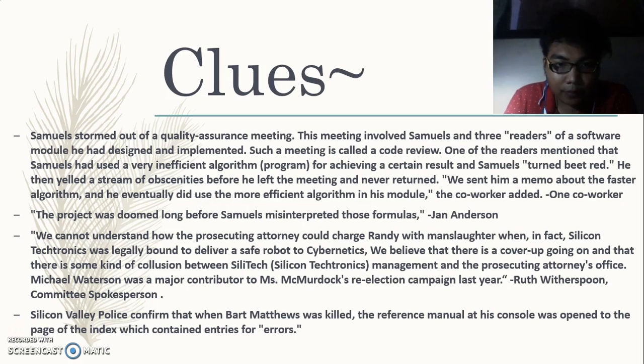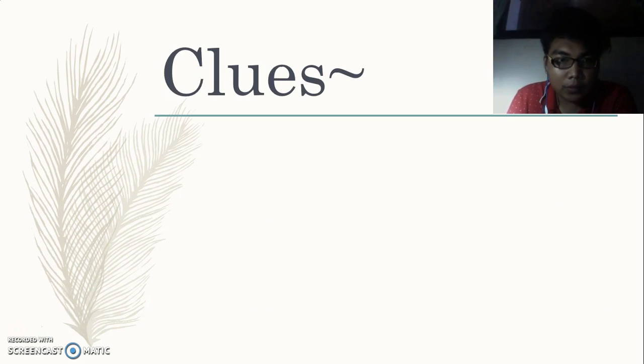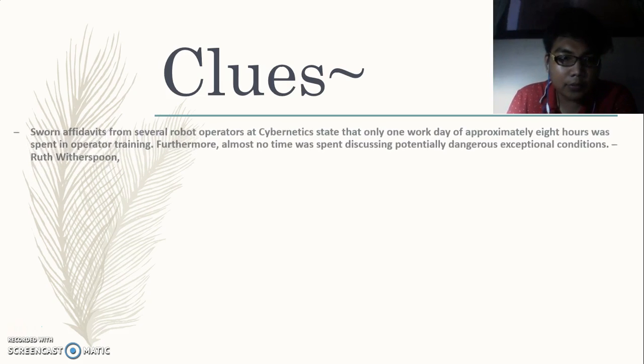Silicon Valley Police confirmed that Bart Matthews was killed. The reference manual on his console was open to the page. Okay, so Bart Matthews was having an error. So that's why he looks in the manual.